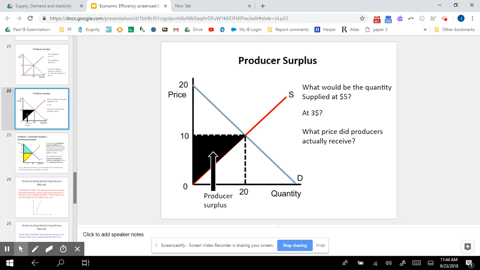So what would be the quantity supplied at, shall we say, $5? So at $5, we could see that there would be roughly 10. And at $3, there may be roughly 5 units.